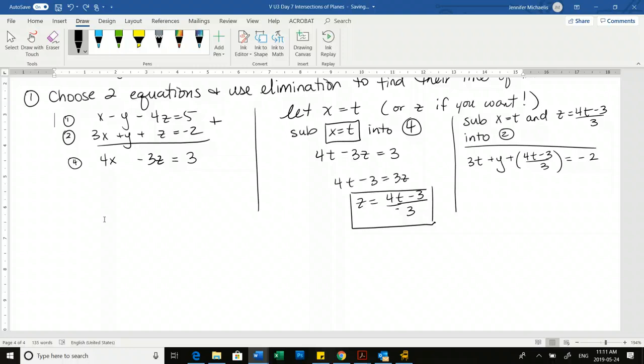Okay, let's simplify here. So I guess we can just put this over 3 to create a common denominator. And then your y here is going to equal 1. And then this is 13, so it'll be minus 13t over 3.